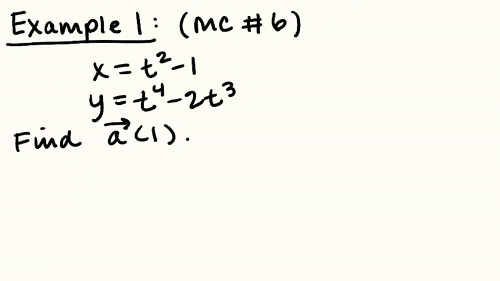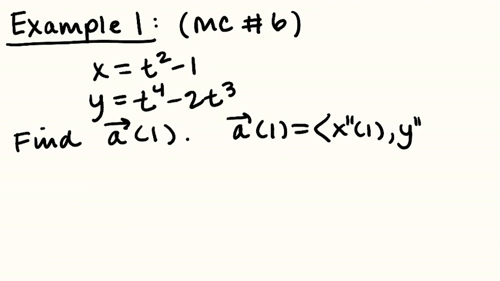The first example I've got for you is from your multiple choice packet, number 6. I've got x is t squared minus 1, and y is t to the 4th minus 2t to the 3rd, and it wants the acceleration vector at the time where t equals 1. Well, I'll need x double prime and y double prime. A of 1 is going to be the vector given by x double prime of 1 and y double prime of 1.